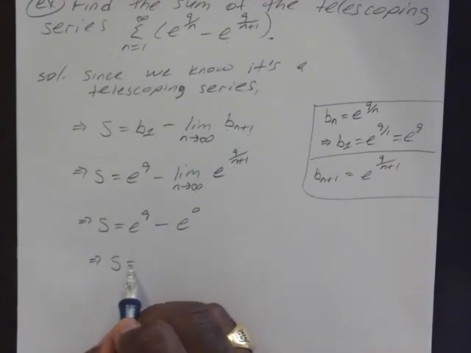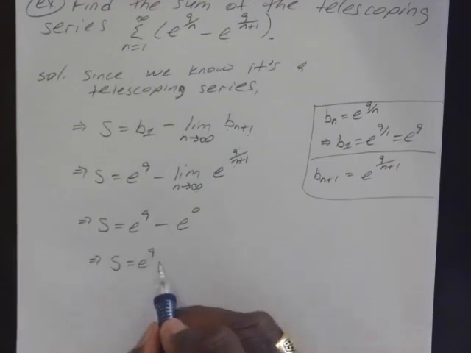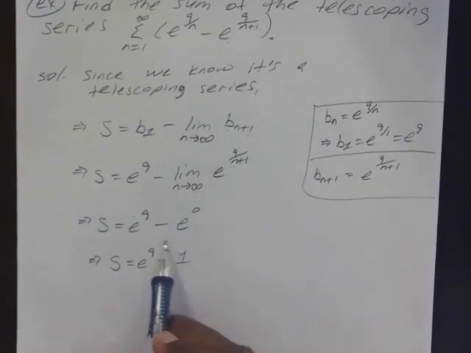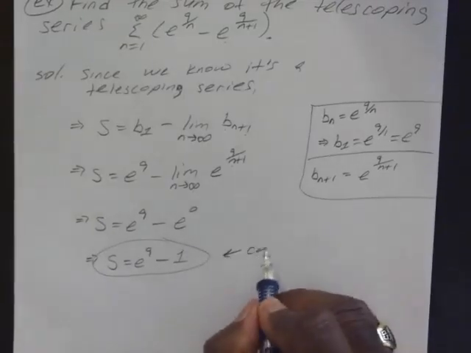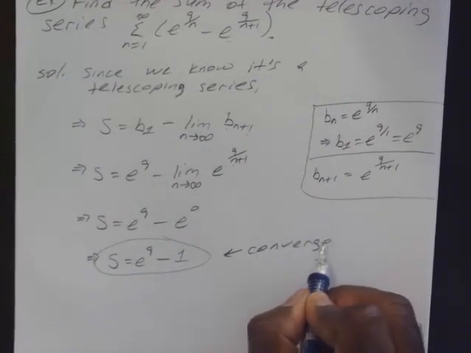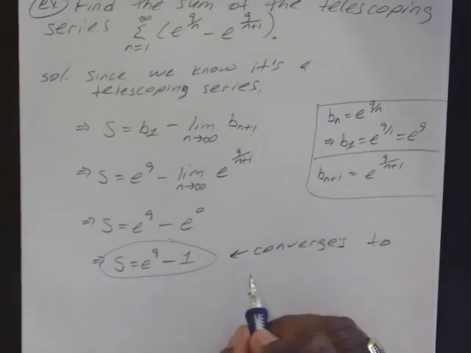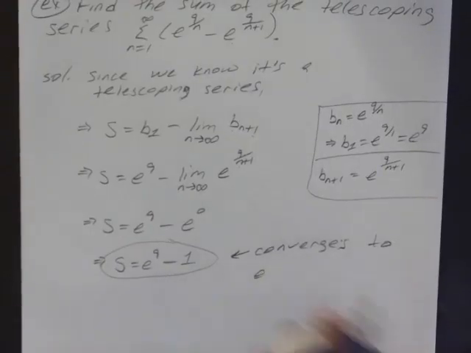So we know that our sum is equal to e to the 9th power minus any non-zero number to the power of 0, which is just 1. So this converges to e to the 9th power minus 1. Make that a little neater.